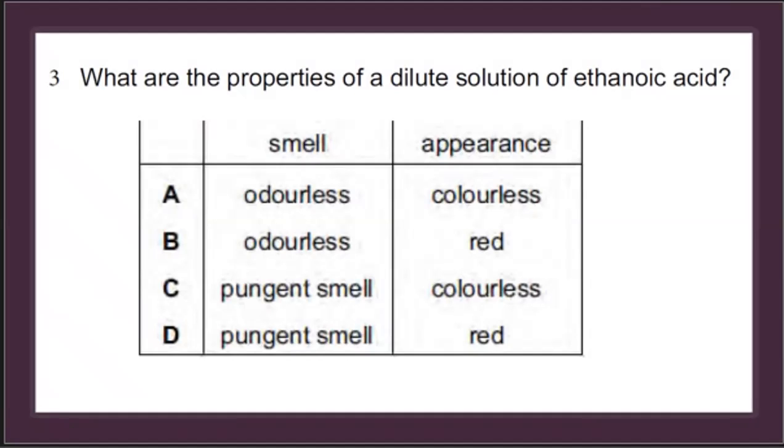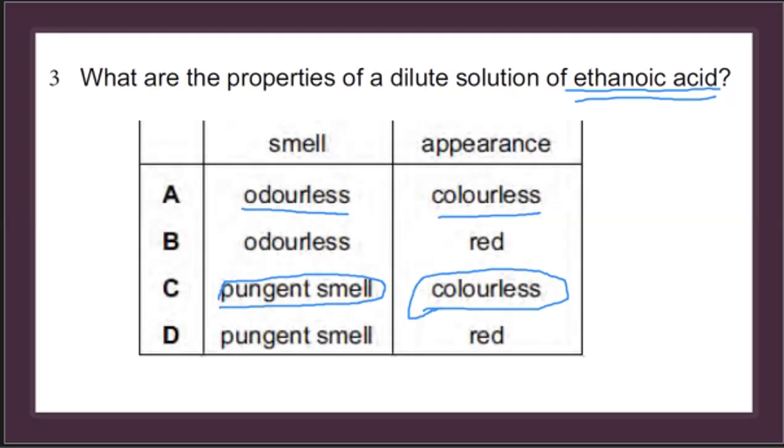Okay, so next question. What are the properties of a dilute solution of ethanoic acid? They're odorless? No. Colorless? Yes, they're colorless. They have a pungent smell? Yes, ethanoic acid has a pungent smell. So they have a pungent smell, but they don't have a color. They can appear colorless, but with a pungent smell. The answer should be C as in cat, I believe.